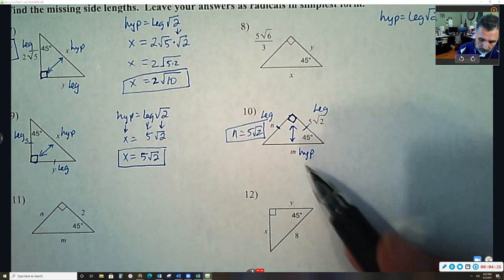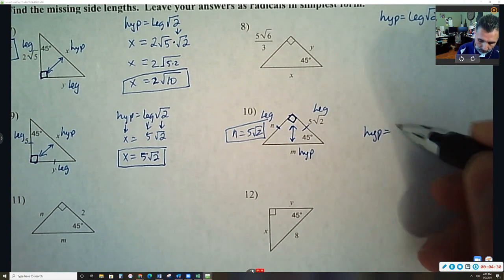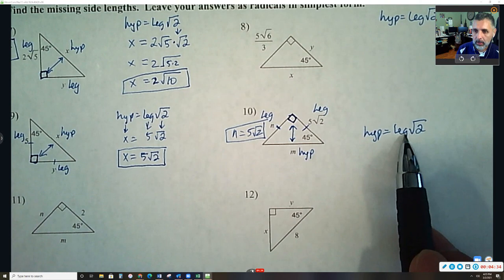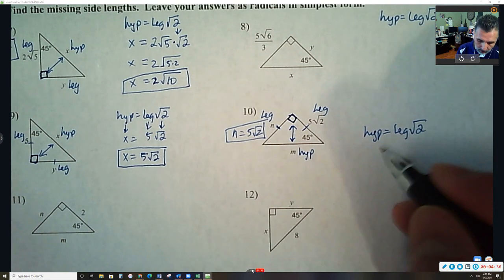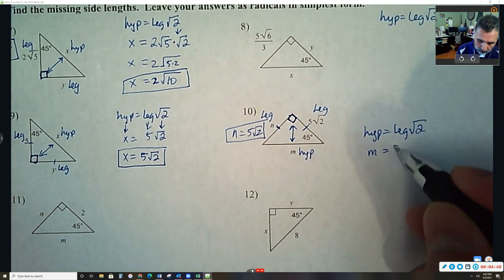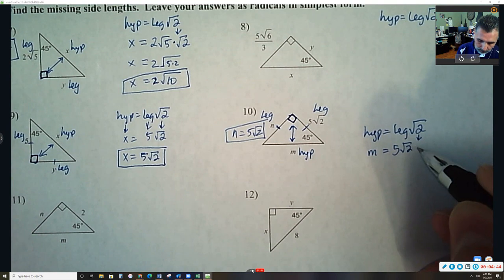Okay. And then the hypotenuse, well, I need to use this equation. So the hypotenuse is n. So instead of hypotenuse, I'm going to put n. For the leg, I'm going to put 5 times square root of 2. Then I'm going to bring down that square root of 2.